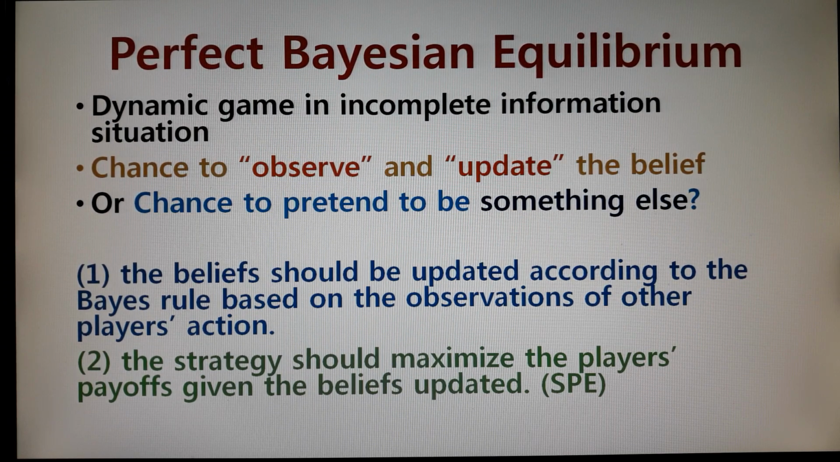So the rule in perfect Bayesian equilibrium: you should update the belief, not just anything you want, but according to the Bayes rule in statistics. And then you have to maximize your payoff by choosing a strategy based on that updated belief. That is the condition for something to be a perfect Bayesian equilibrium. Okay?